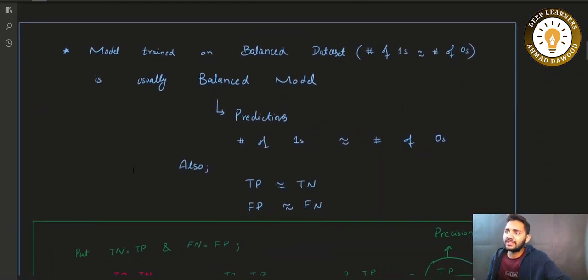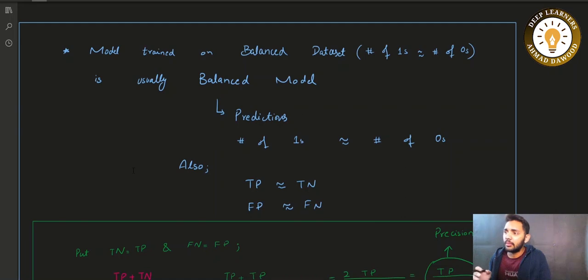Okay, so it's very obvious that whenever you have a balanced data set and you train a model on a balanced data set, usually we will get a balanced model. What exactly do we mean by a balanced model? That in the predictions, you will have an equal number of ones and an equal number of zeros. Okay, because you have trained your model on the balanced data set.